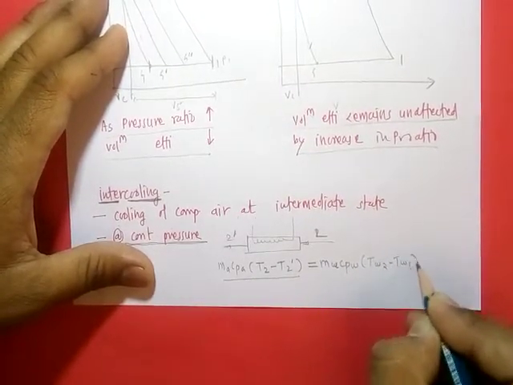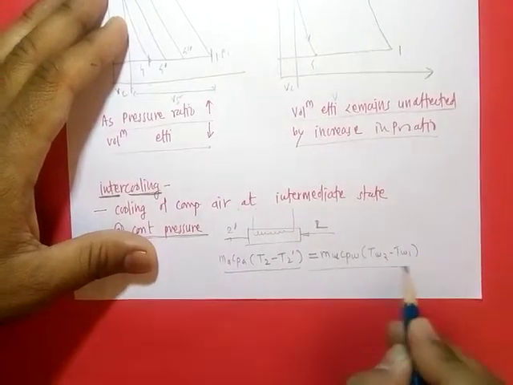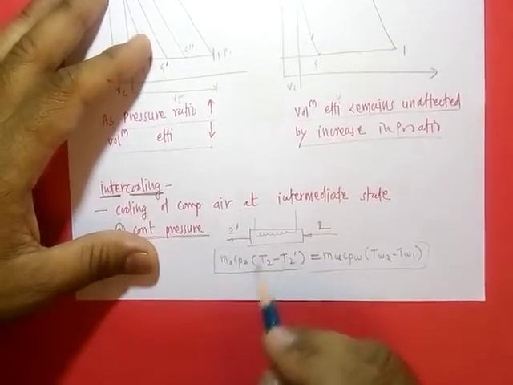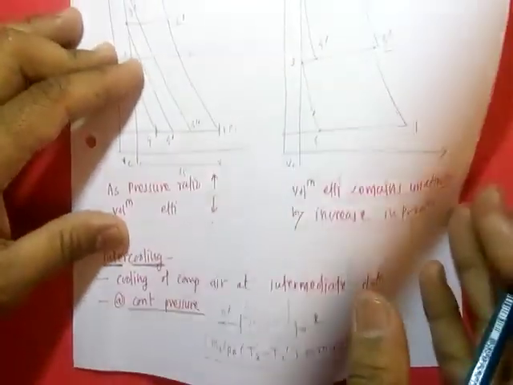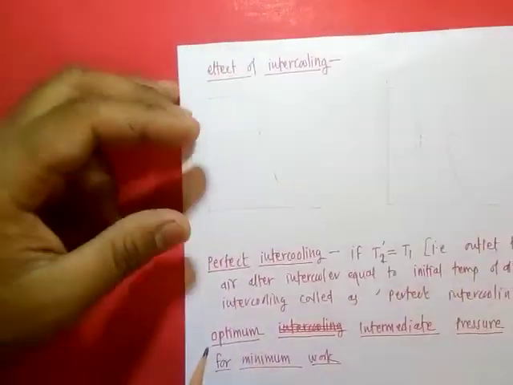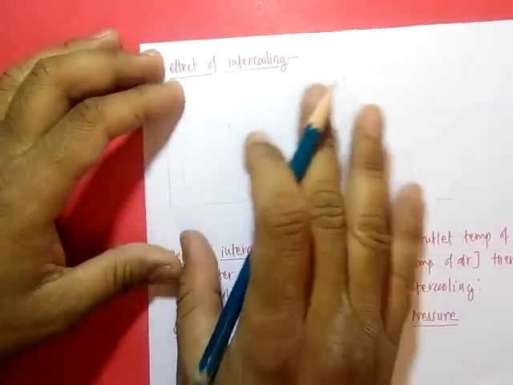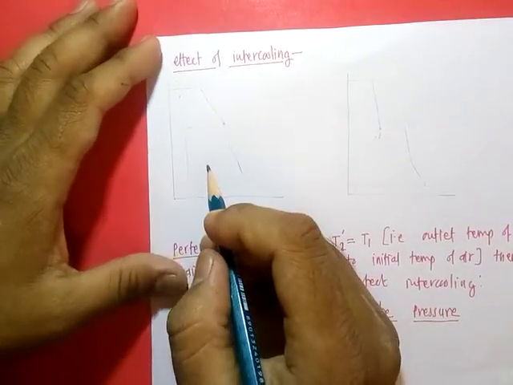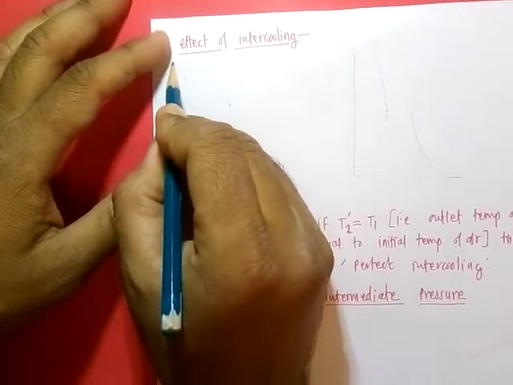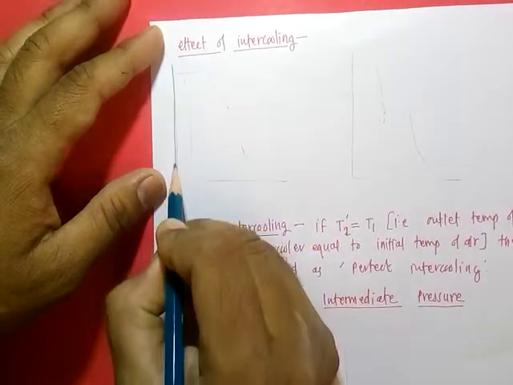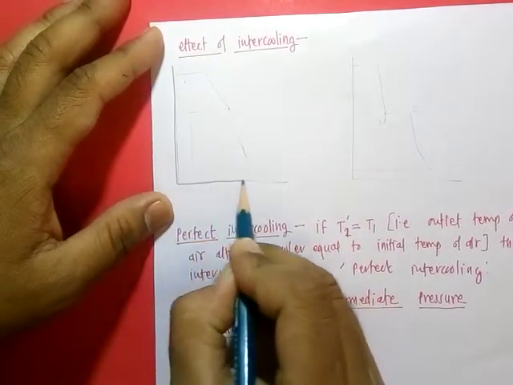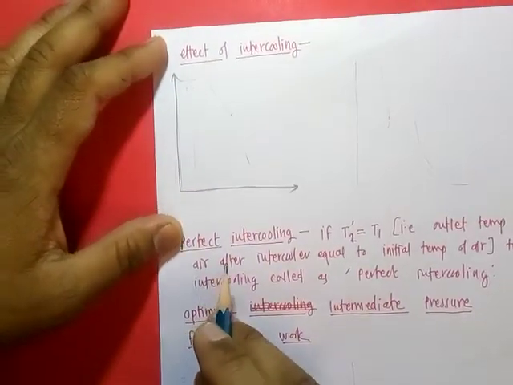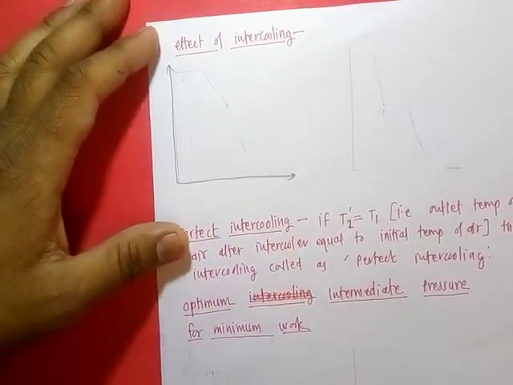T2W minus T1W. Okay, so this is the energy balance or heat balance in the intercooler. This process is carried out at constant pressure. This is the intercooler, and let's see what is the effect of the intercooler, or what is the advantage of adding an intercooler here. For this derivation, for this explanation, we are neglecting clearance volume. That will be easier for understanding.